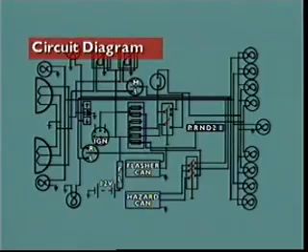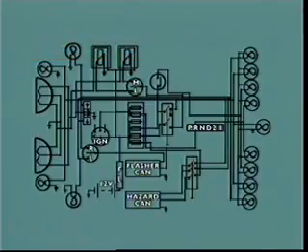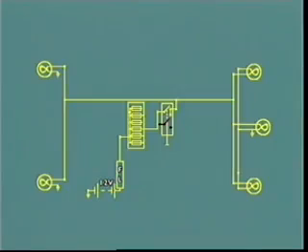This section examines automotive circuit diagrams. A complete electrical diagram for the lighting systems of a vehicle can be built up from the separate lighting circuits that are discussed on this disc.